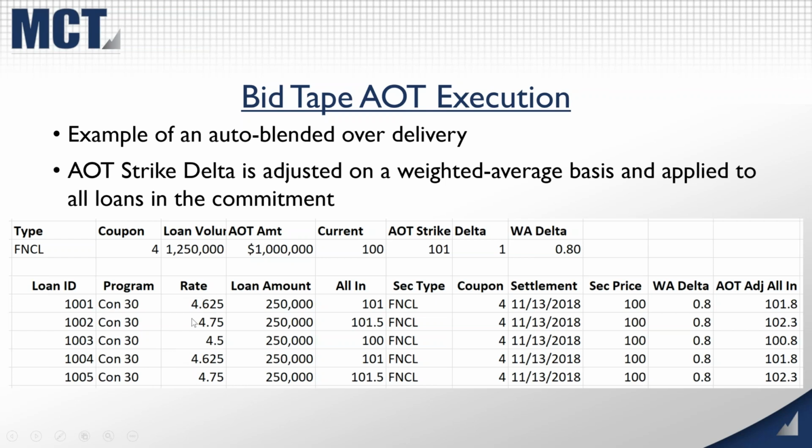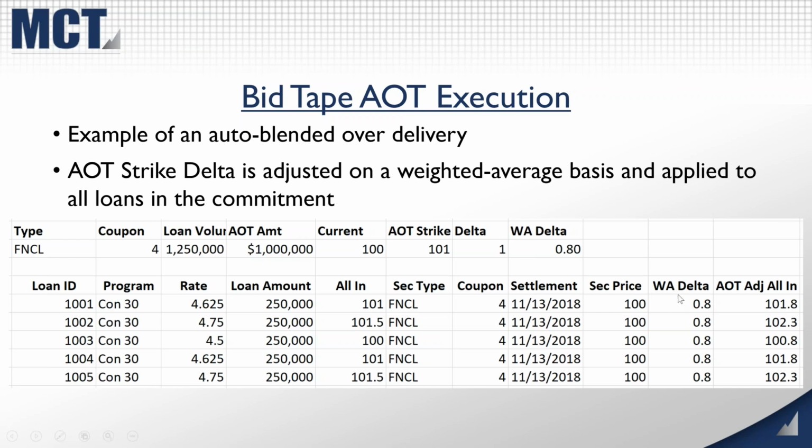Now that's not the case anymore with these new programs. Basically what happens is that it's an automatic blend, on a weighted average basis. We're taking that strike delta of 1, and the weighted average delta, basically the trade to loan amount ratio, is, as you can see here, 4/5, 80%. This is a 100 basis point delta between the AOT strike and the current price, and I'm multiplying 80% times the delta. So just to be clear, if the delta was 2, the weighted average delta would be 1.6. I think that's clear to everybody. So in my case here, I've got a weighted average delta of 0.8.